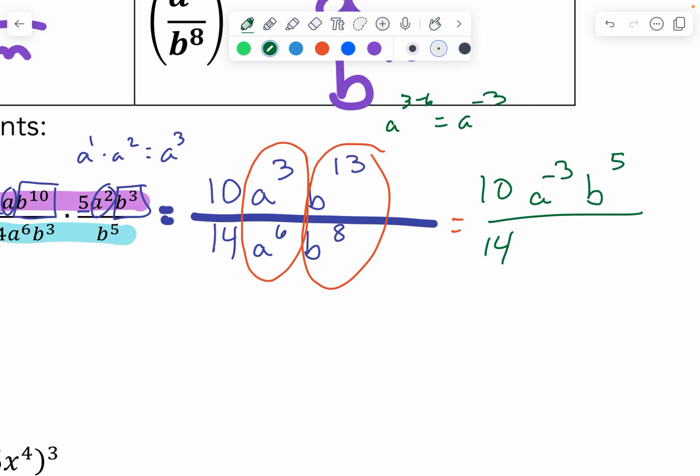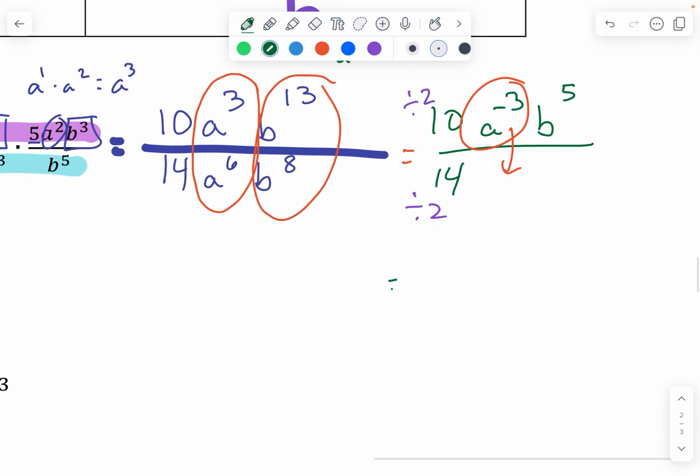Okay, now there's a couple problems with this. I can't have that negative exponent, so I need to move it down. Okay, and then the 10 and the 14, you can also divide those both by 2. Okay, so 10 divided by 2 is 5, 14 divided by 2 is 7. That a to the third would move to the bottom, b to the 5th can stay where it is.